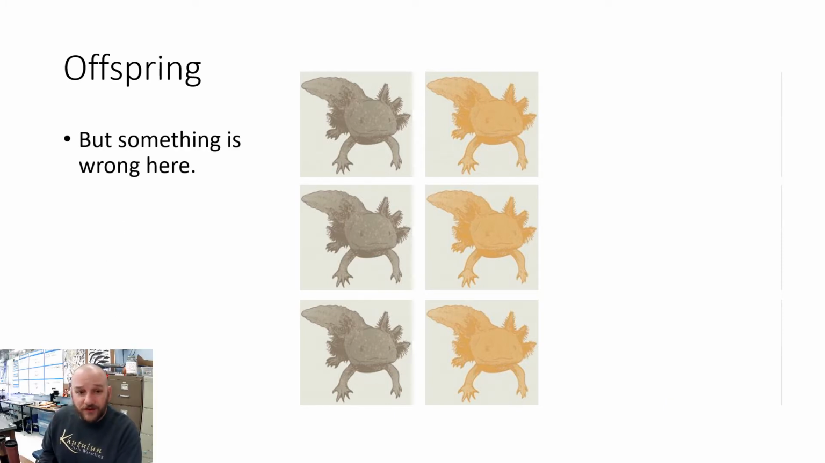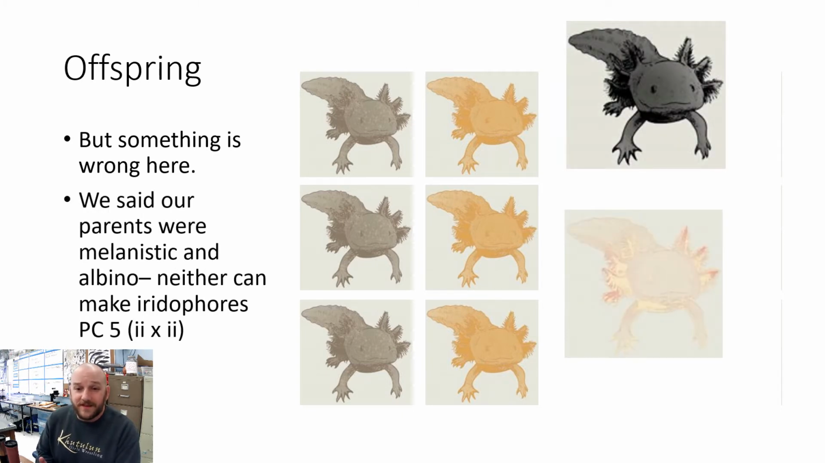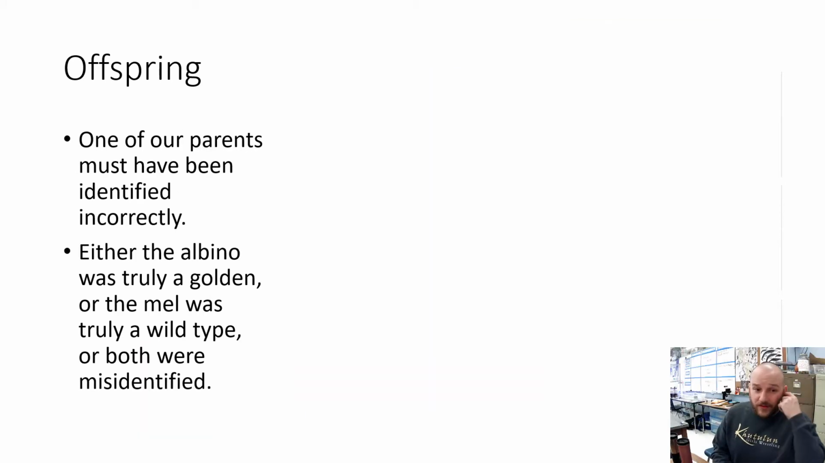We told you that the original parents in this cross were a melanistic and an albino. And that just doesn't work because neither melanistics nor albinos are able to make erythrophores. They're essentially homozygous recessive for both those characteristics. The melanistic can't do it, and neither can the albino. So it doesn't make sense that these are the right parents for this cross. Something has to be wrong. We had to make an error in identifying our parents. And so one of our parents, or both, were identified incorrectly.